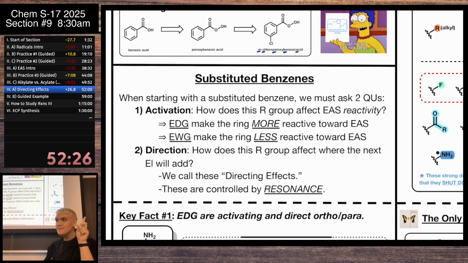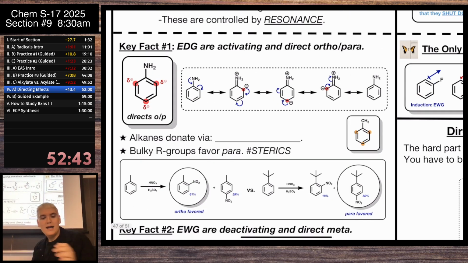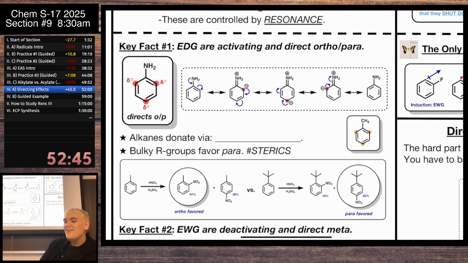So that's question one. Second question is directing effects. So if we already have one R group on our benzene, how will that direct where the second thing will be added? Will it add ortho, para, or meta? And these are controlled by resonance. So key fact number one, electron donating groups are activating, and then they direct ortho para.